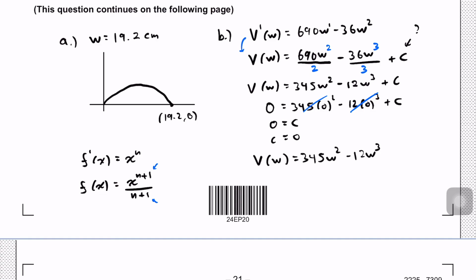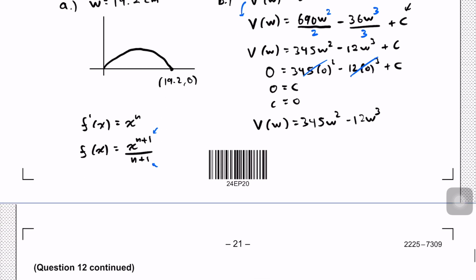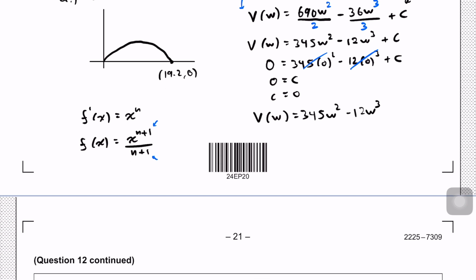Last step, let's input this value of w into our function, and then hopefully we get this 42,200. Did a lot of work, so I'm hopeful. V is equal to 345 times 19.2 squared minus 12 times 19.2 cubed. Okay, let's go back to the calculator and solve.